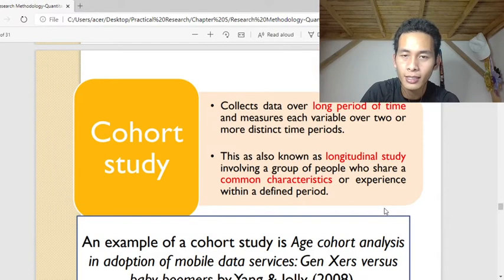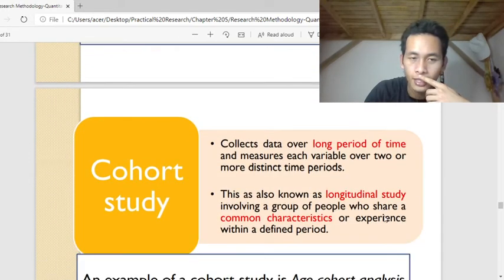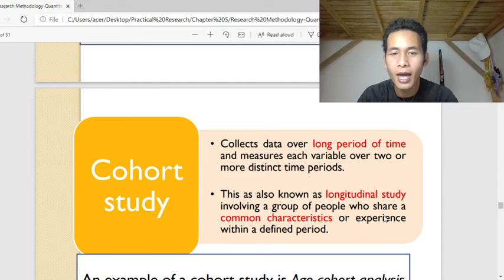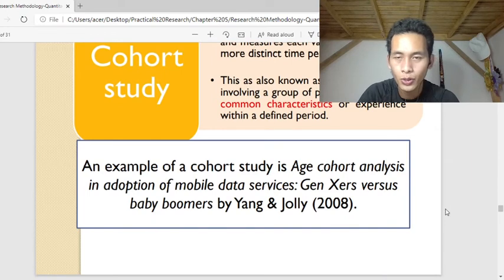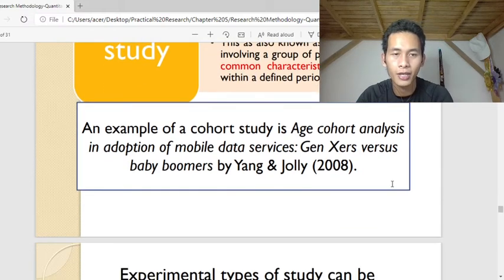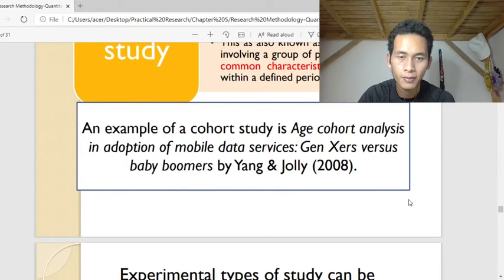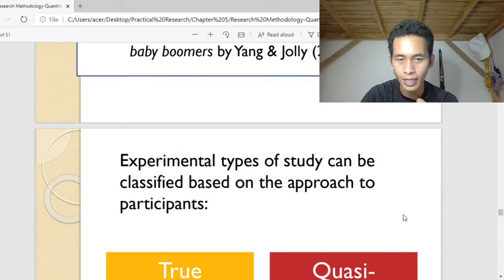A cohort study collects data over a long period of time, unlike cross-sectional studies. It takes a long period of time and measures each variable over two or more distinct time periods. This is also known as a longitudinal study. From the term longitudinal, it requires a longer period of time, involving a group of people who share common characteristics or experience within a defined period. An example of a cohort study is age cohort analysis in adoption of mobile data services, Gen Xers versus Baby Boomers by Yang and Jolly, 2008.